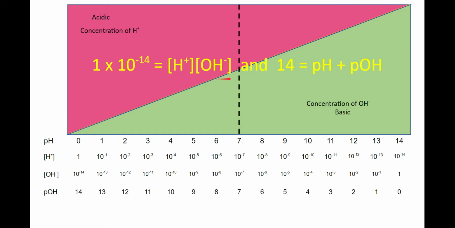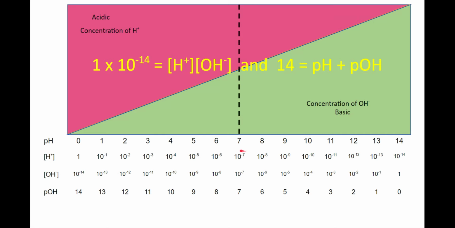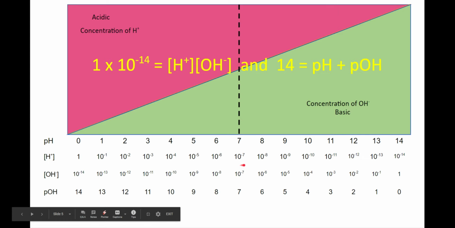First of all, let's take a look at this equation here. This is when we were talking about the Kw is equal to the hydrogen ion concentration times the hydroxide ion concentration. Here you can see, well, let's go to the middle. You have 10 to the minus 7th, 10 to the minus 7th, and so those are the concentrations in a neutral solution. Those equal 10 to the minus 14th.